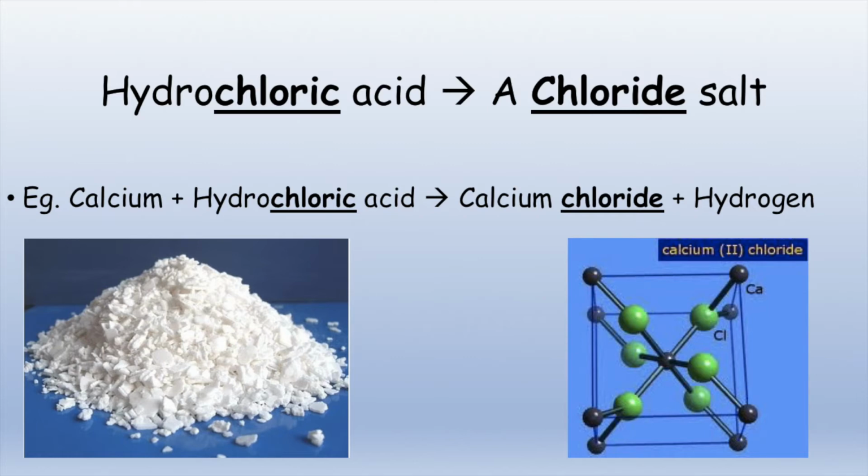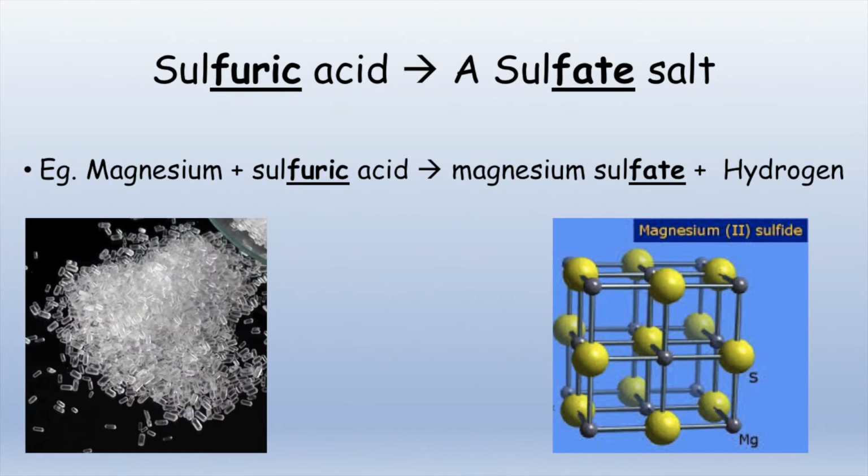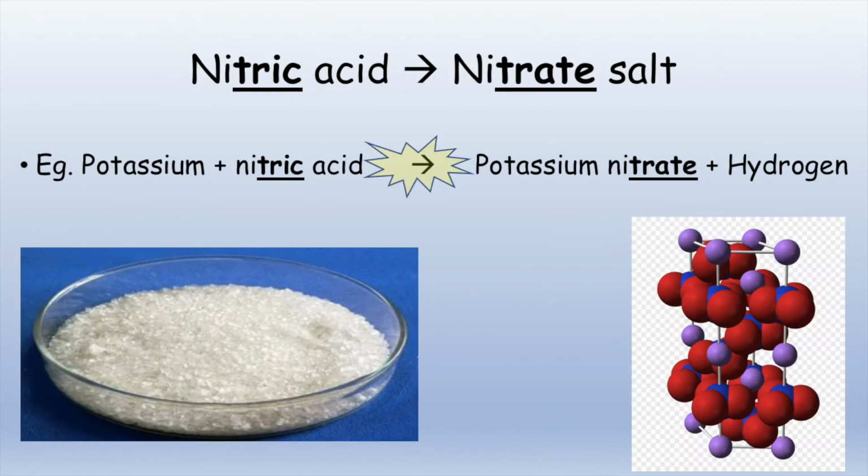Here in the example, you can see that the calcium is more reactive and therefore displaces the hydrogen and forms calcium chloride. You then have sulfuric acid, which forms a sulfate. In the example, we have used magnesium, which is more reactive than hydrogen. Therefore, it displaces the hydrogen and forms magnesium sulfate. Finally, there is nitric acid, which forms a nitrate salt. In this example, we've got potassium and nitric acid forming potassium nitrate and hydrogen.